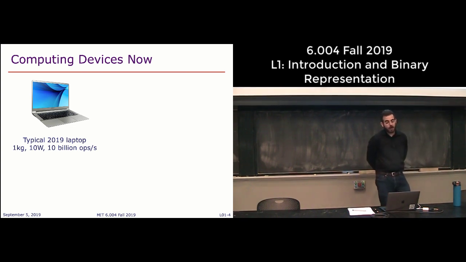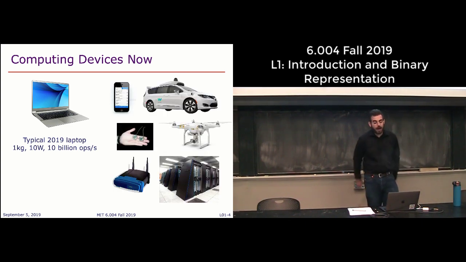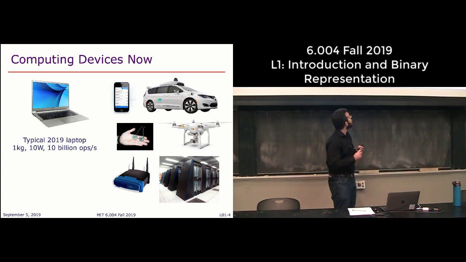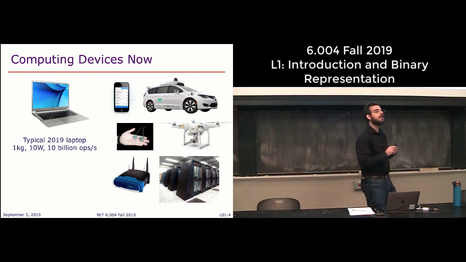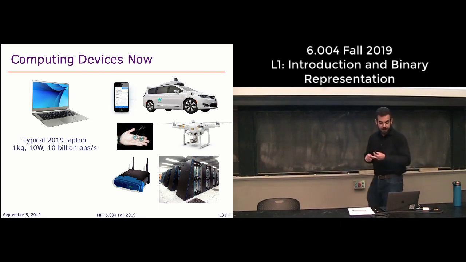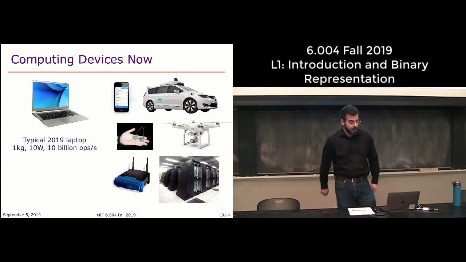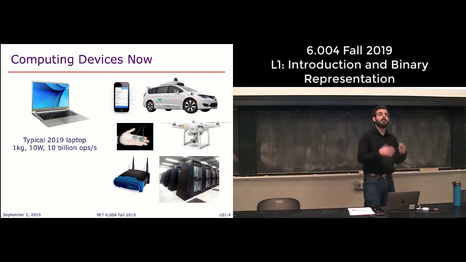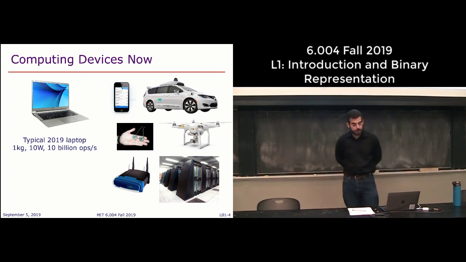But not only do we have very powerful personal computers, computing is now everywhere, right? So we have smartphones, self-driving cars, sensor networks that have these tiny embedded devices that are spread everywhere, drones, all sorts of embedded devices and appliances, and even very large data centers that power planet-scale internet services.